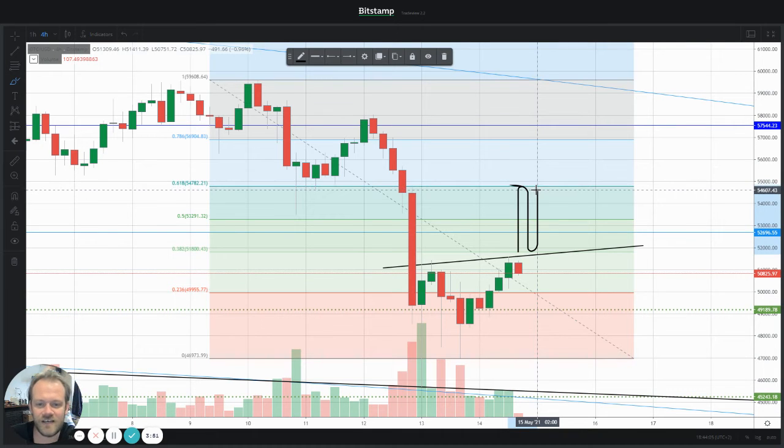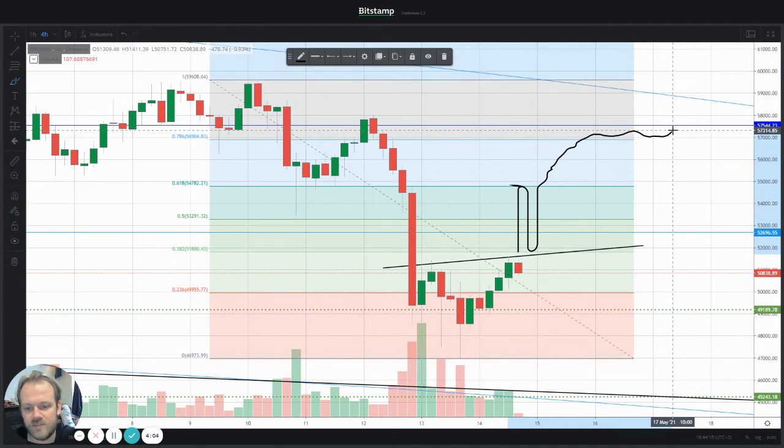Funny. Anyway, if you look at this straight line, and then I think here we would probably lose momentum, and we would probably do something like this. And this could actually then form again an inverse head and shoulders.